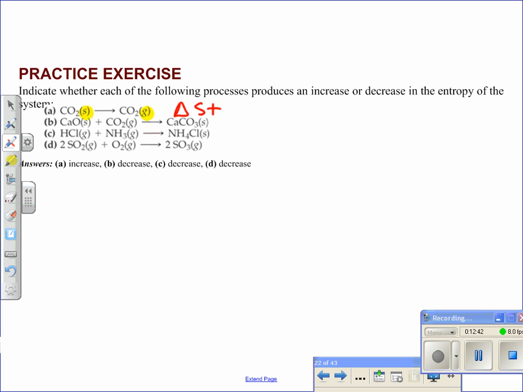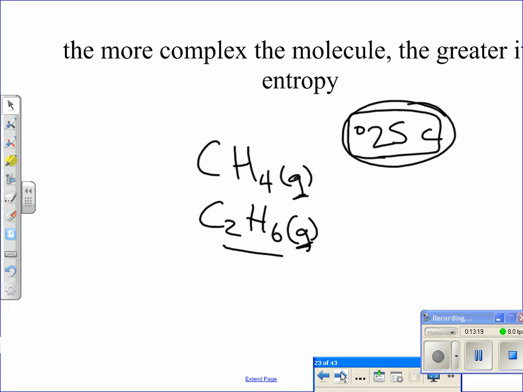Next one. I start here, solid to a gas. My delta S value is going to be positive. Solid, gas, solid, gas, solid. So essentially I'm going from a gas to a solid. My delta S value would be negative. If you look here, gas, gas, gas, and a solid, my delta S value is going to be negative. Last one, gas, gas, gas. I have 3 moles on the reactant side, 2 moles on the product side. My delta S value would be negative. That's how you do delta S by inspection.